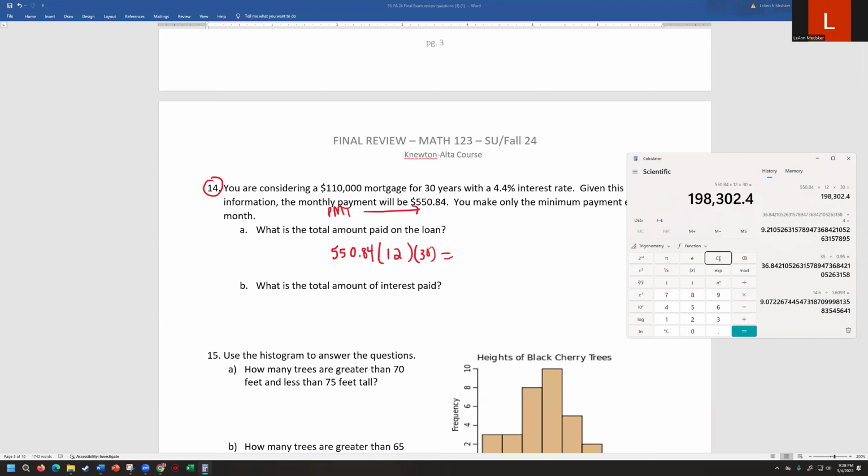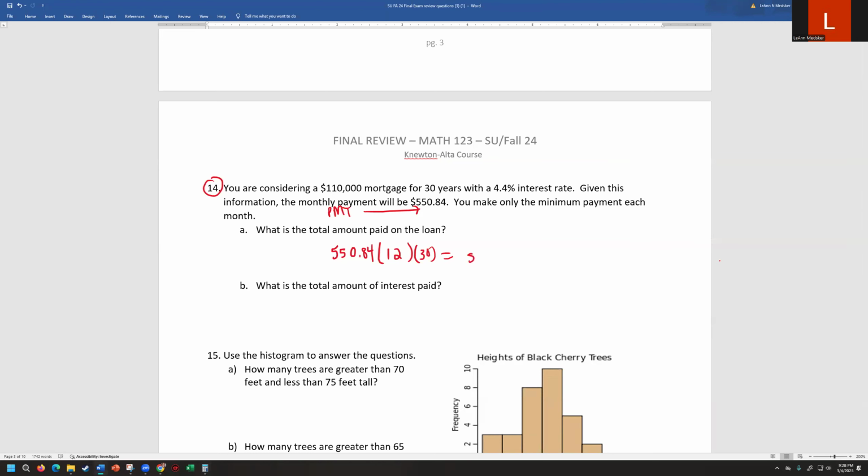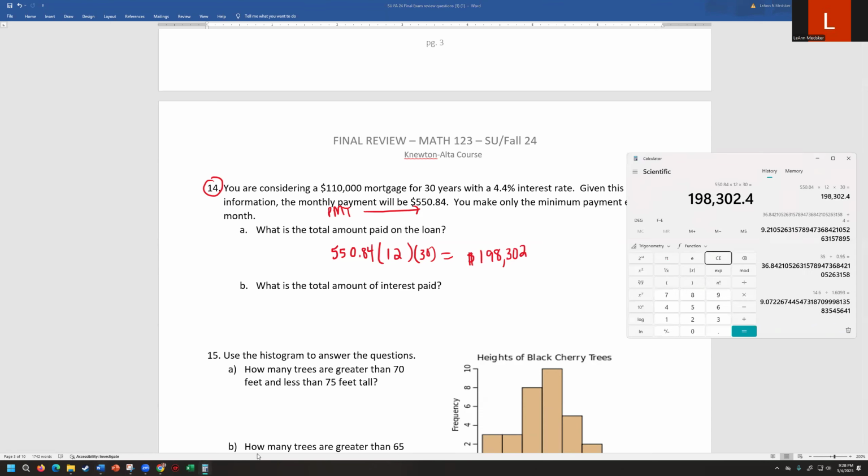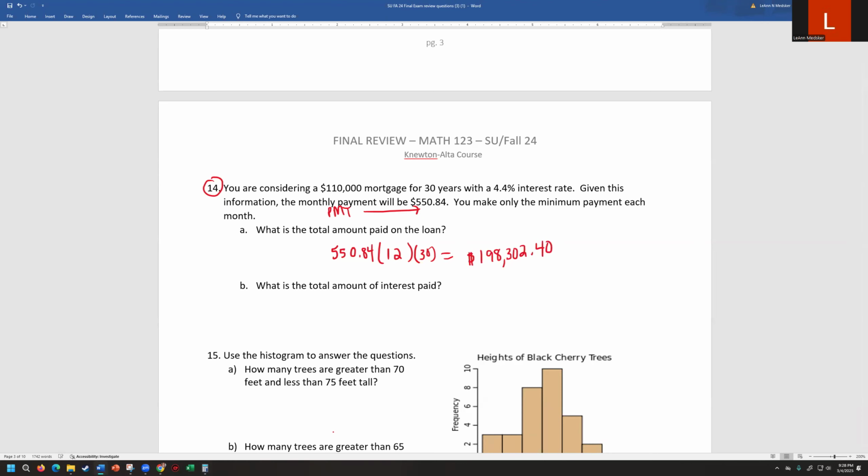That's 198,302. Was it 0.4? Let me double check. Yeah, so 0.40. We want to write it in change. Usually we have two decimal places. Okay, so that's how much you're going to pay in total to the bank.